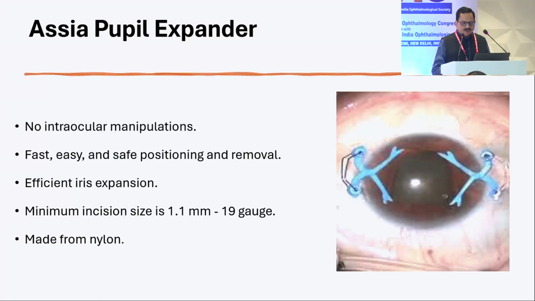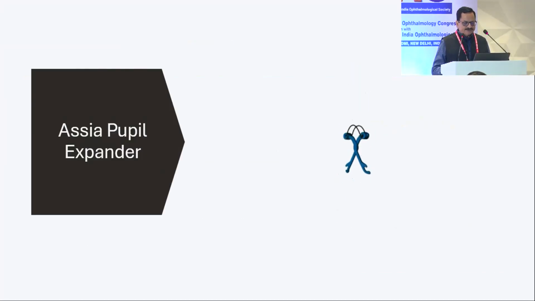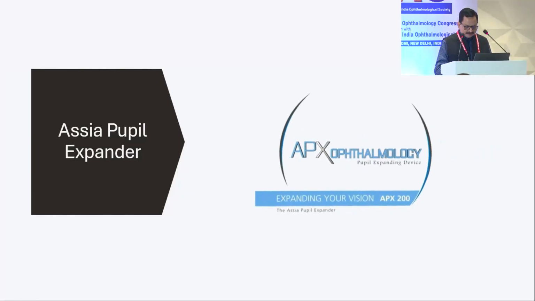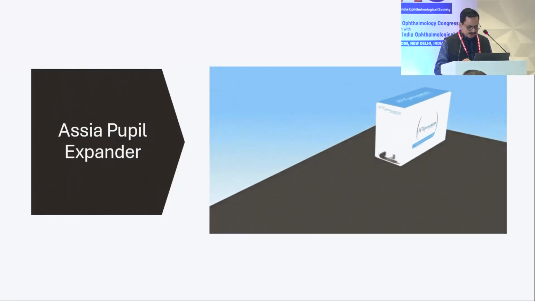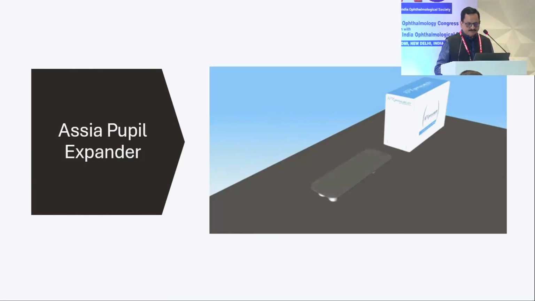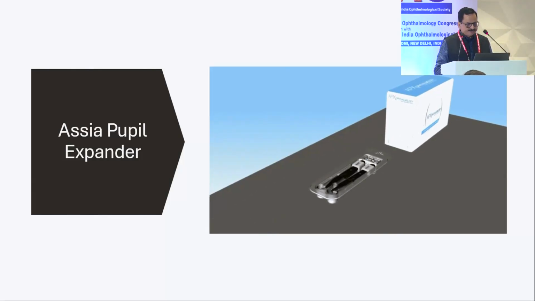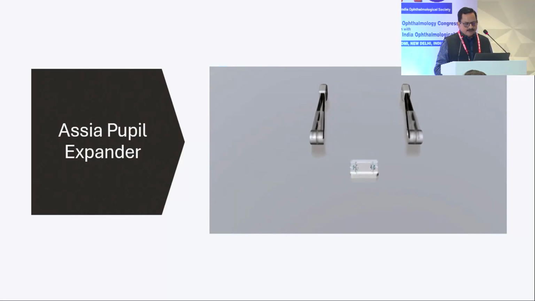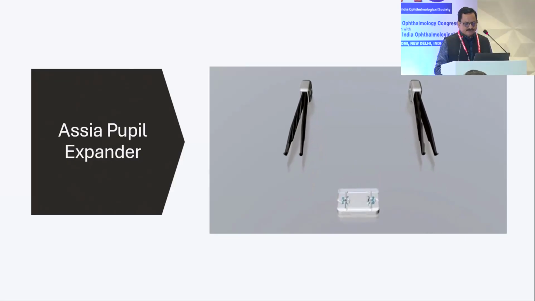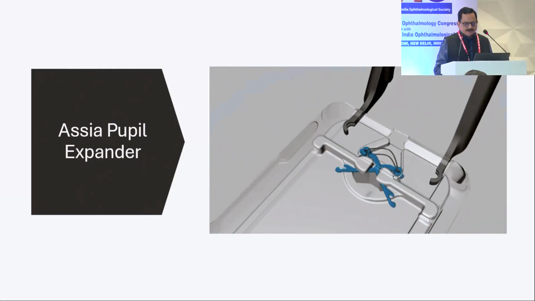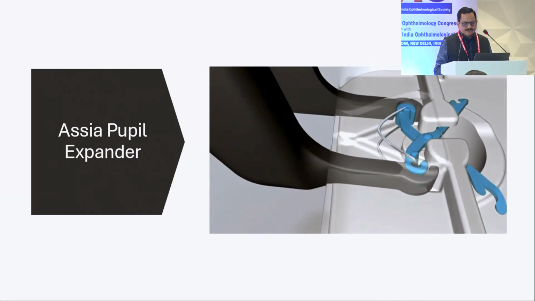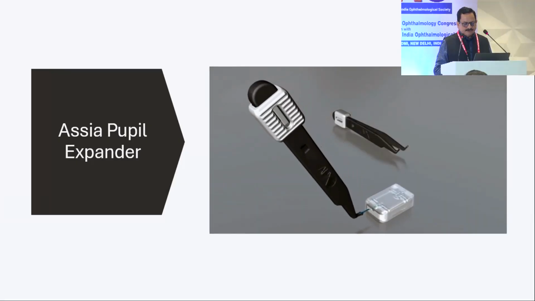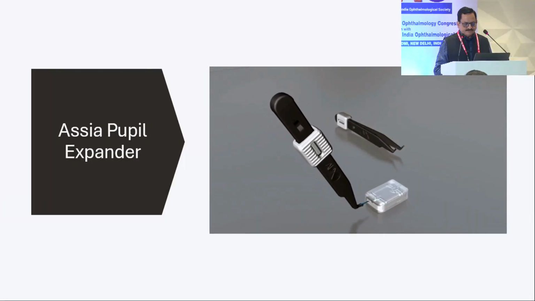It's made from nylon. The APX is a device designed to mechanically dilate a small pupil. A set of 2 expanders and 2 designated disposable forceps are supplied in a sterile blister package. The forceps tips are inserted through the slit in the base to grasp the outer segments of the APX. The loaded forceps are then locked and placed on the table until needed.